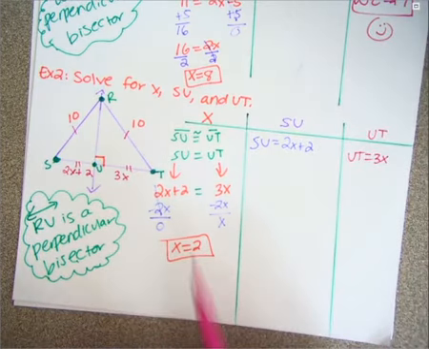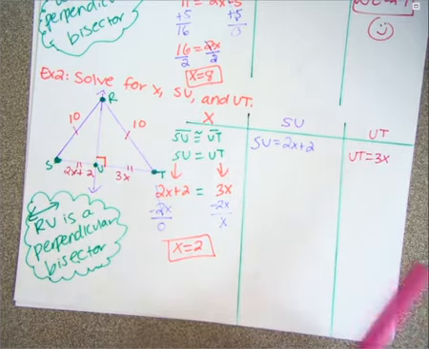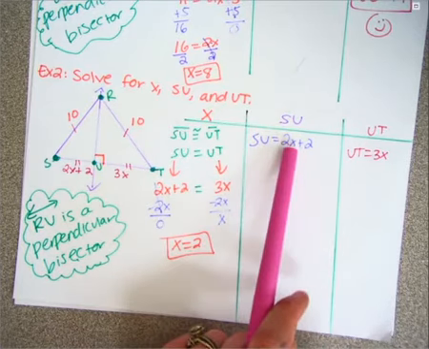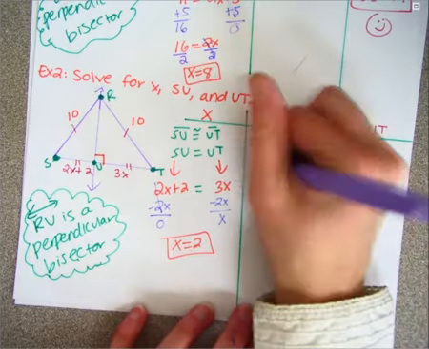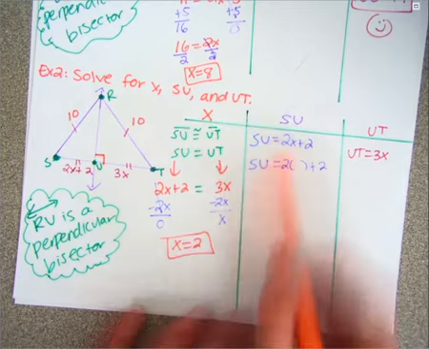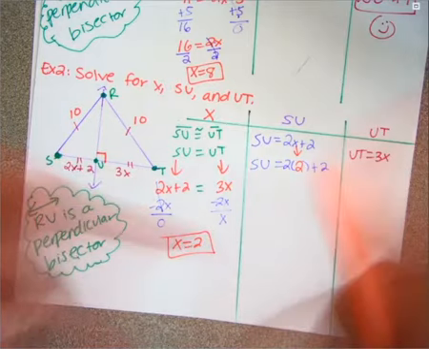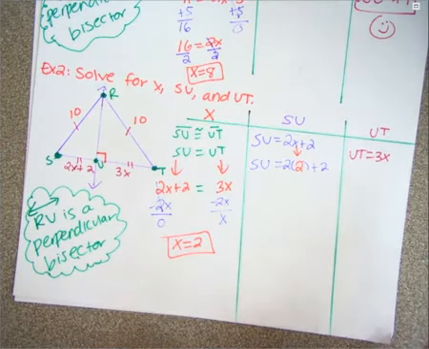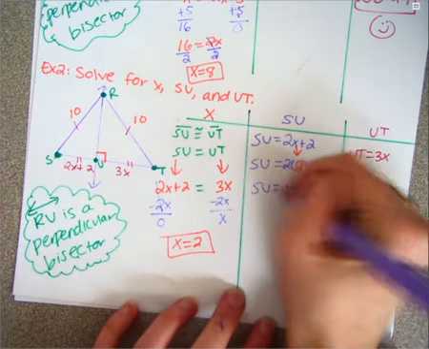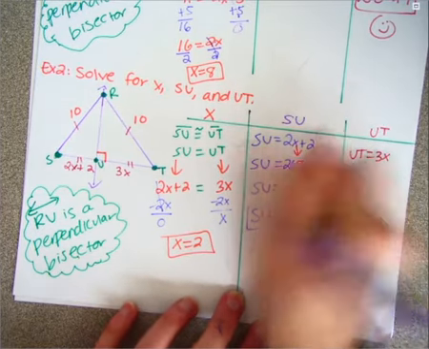Now that I know X is 2, how can I use that to find SU and UT? You would substitute in 2 for the X's. So let's solve for SU and UT. Here I'm going to substitute 2 in for my X. So X will transform into a 2. Let's solve this. 2 times 2 is 4, and 4 plus 2 gives me 6. So SU is 6.